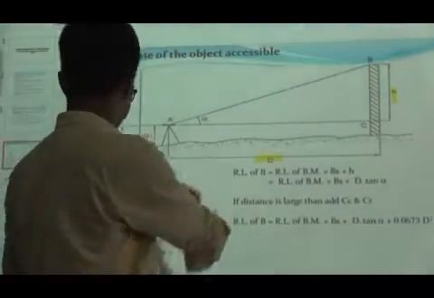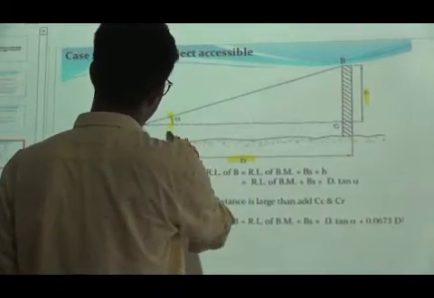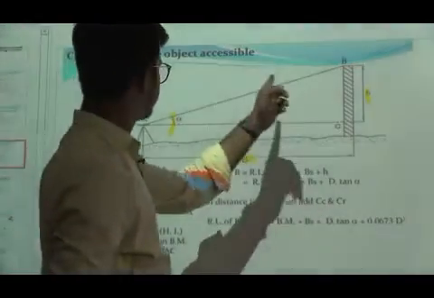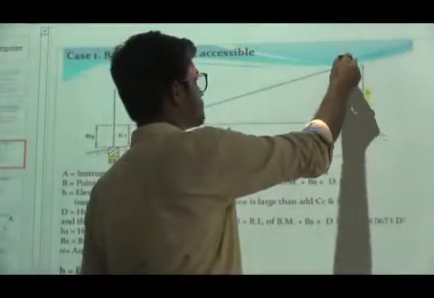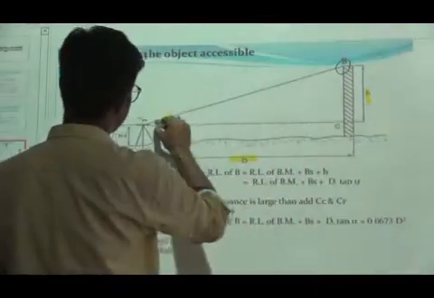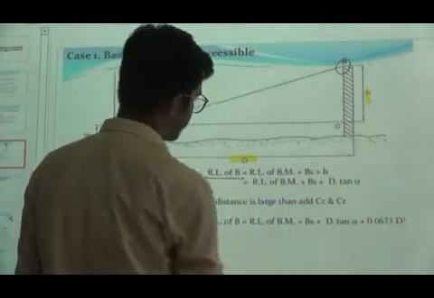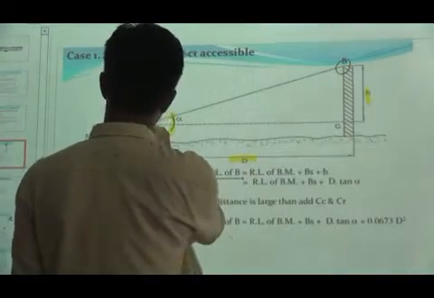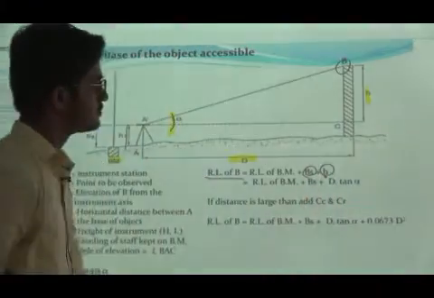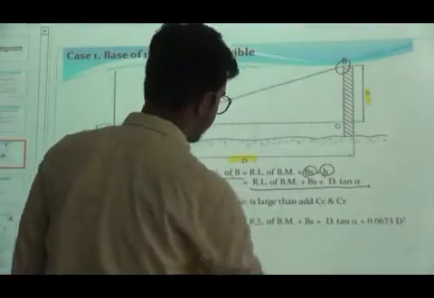and we have to measure the angle of elevation alpha. This is alpha. After cutting this point, we set the theodolite to zero at this one, and the angle of elevation alpha is to be measured here. RL of B will be calculated as RL of BM plus backside reading H1 plus H. This one is the height H, so RL of B equals RL of BM plus backside reading plus D tan alpha.